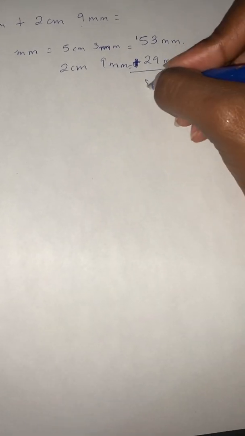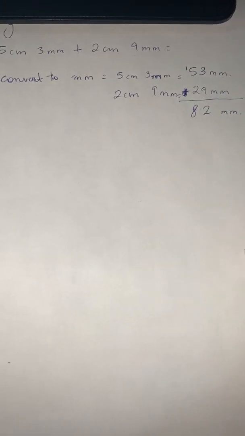So I will call myself 9 and I'll add 3. Remember, adds up to 9, everything's fine. 10 or more, take the extra next door. So the answer is actually 12. So I have to take the extra next door. 5 plus 1, 6. 6 plus 2 is 8. So my answer is 82 millimeter.